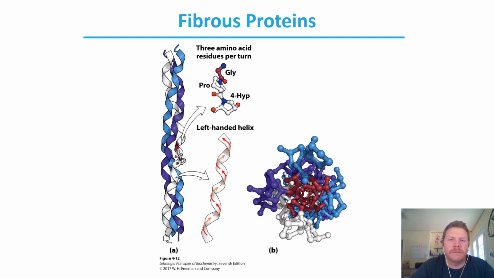This is an example of a fibrous protein. What we've got here is a total of 3 helices that are basically wrapped around one another. So this helix is very tightly wound. It's got 3 amino acid residues per turn. This is glycine, proline, and a derivative of proline. These are 3 helices that are wrapped around one another. Now, one thing that you should know about this is these residues are not very water soluble, hence why our fibrous proteins are not water soluble.